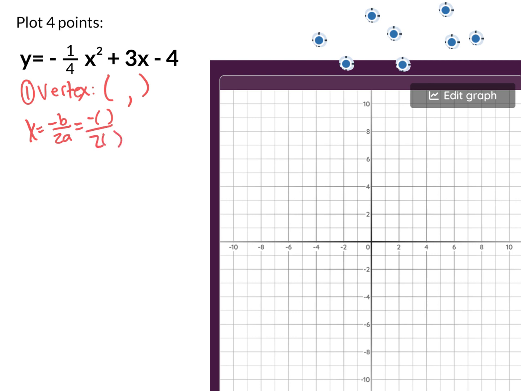I say this every time, and I see students not do this. You need to do this. That way it'll help you. It'll prevent you from making mistakes. When you identify the b, that's 3, that goes right in there. The a is negative 1/4. That'll go right in there, negative 1 over 4.